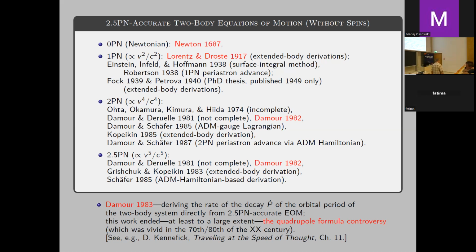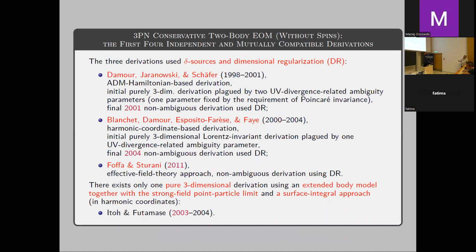Of course, around the late 70s and early 80s, the reason why people went back to solving post-Newtonian equations of motion was the discovery of the binary pulsar, the Taylor pulsar, and to understand why its orbital period is decaying. And we know that it is decaying because of gravitational wave emission. Then you have the 3PN order.